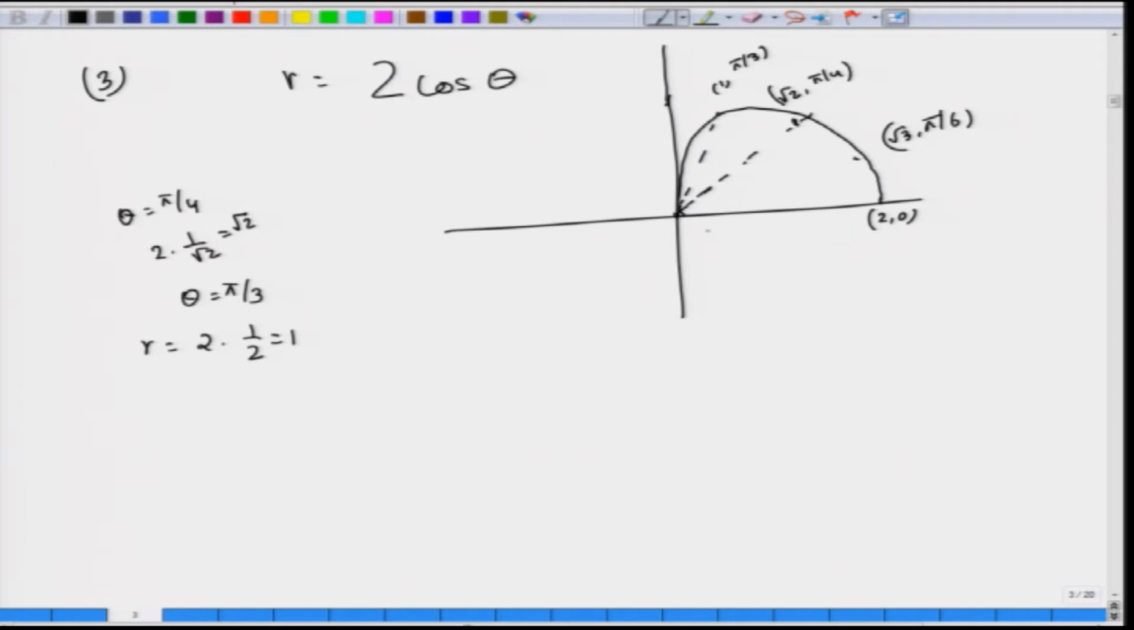And when theta is equal to, let us say, 3 pi by 4, then this is going to be minus of square root of 2. So, now when you come up to pi by 2, then this is going to give you back to 0. So, this is what is the circle. So, this looks like a circle. Now, try to see it in the Cartesian coordinates, how does it look like?